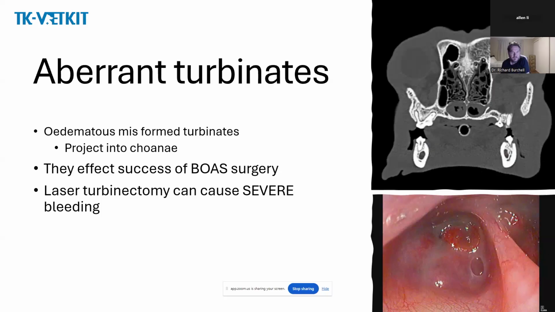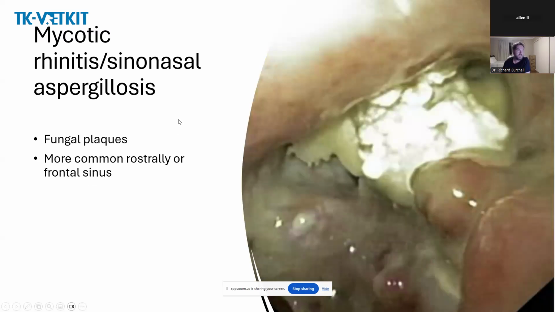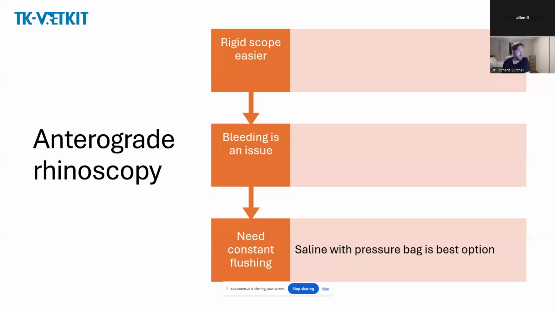I don't know if you can see my pointer, but there's a tiny, tiny little hole where the opening to the nose should be. So all of that area of the choana is completely occluded with abnormal tissue. This is an example of an adenocarcinoma in the nasopharynx, and we can see squamous cell carcinomas and sarcomas there. And then this is an example of a fungal plaque that's been visualized from the nasopharynx that's projecting into the back of the nose. We'll talk about this a little later.